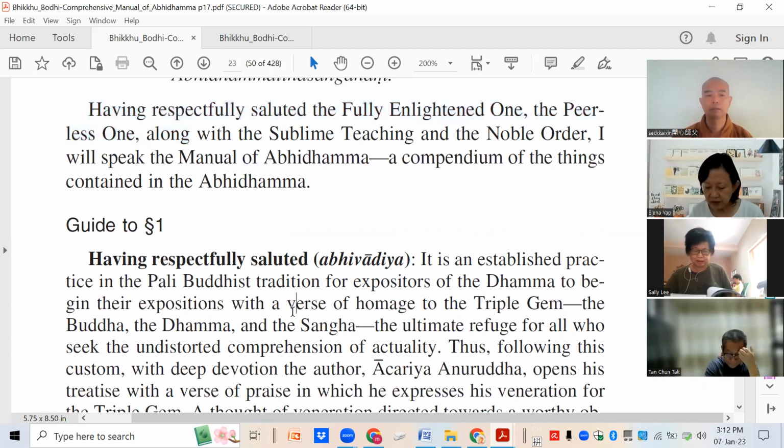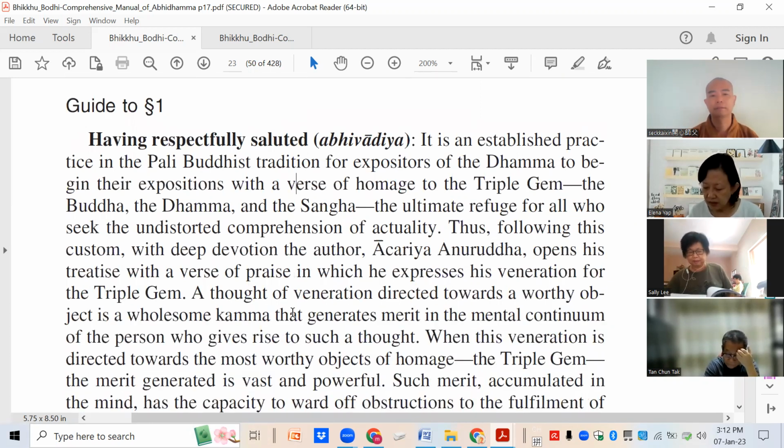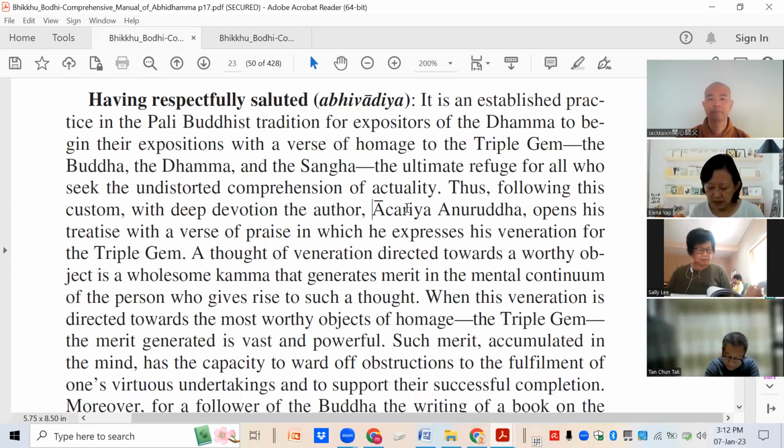Guide to chapter one. Having respectfully saluted, it is an established practice in the Pali Buddhist tradition for expositors of the Dhamma to begin their exposition with words of homage to the triple gem, the Buddha, the Dhamma, and the Sangha, the ultimate refuge for all who seek undistorted comprehension of actuality. Thus, following this custom, with deep devotion the author Acharya Anuruddha opens his treatise with words of praise in which he expresses his veneration for the triple gem.